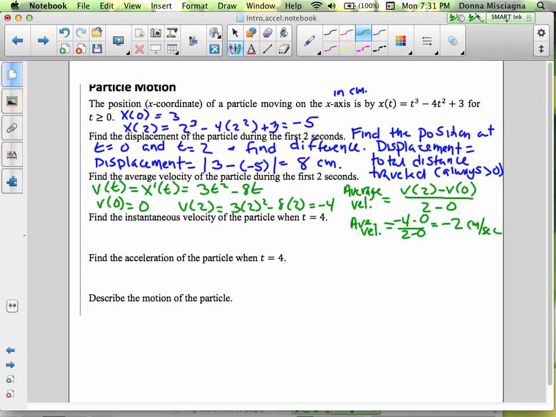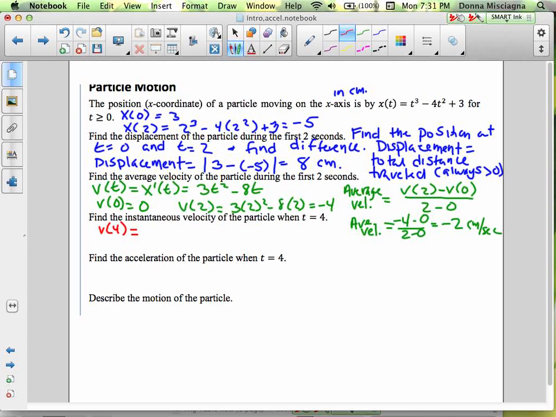Find the instantaneous velocity of the particle when t equals 4. All right, so now we're going to use our derivative and evaluate when t is 4. So v of 4, because for instantaneous velocity we use the derivative and we evaluate the derivative.